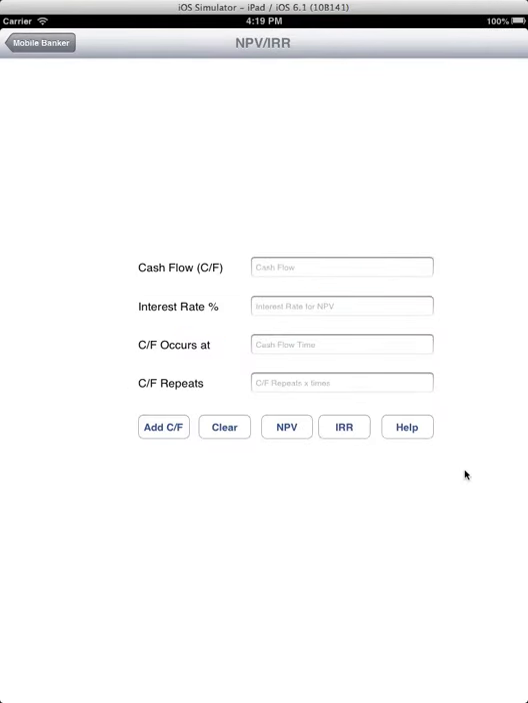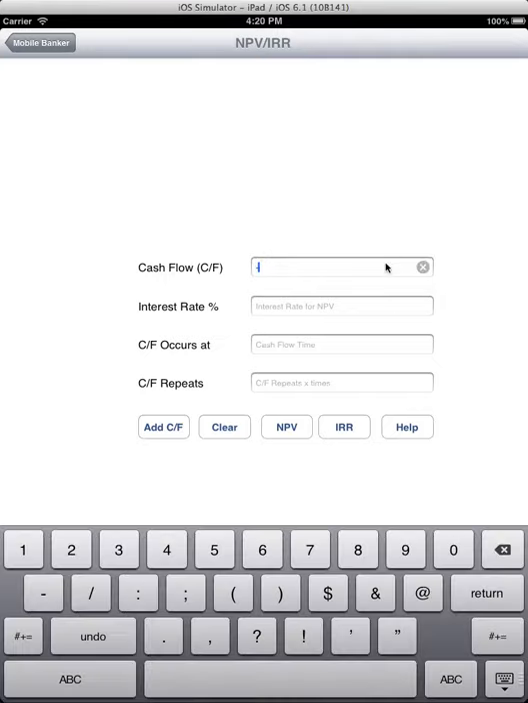Hello and welcome to NPV and IRR, net present value and internal rate of return, iPhone and iPad application by Business Compass LLC. This application performs NPV and IRR of any number of cash flows, and it mitigates some of the limitations posed by spreadsheets. And here the cash flow can occur at any time. So cash flow can repeat, so that becomes much easier.